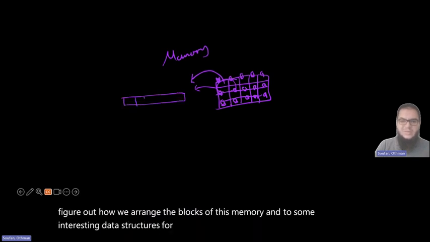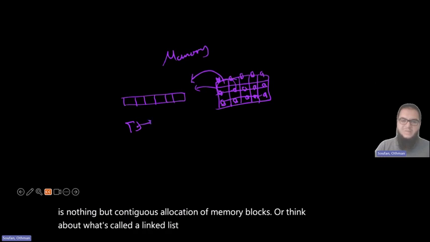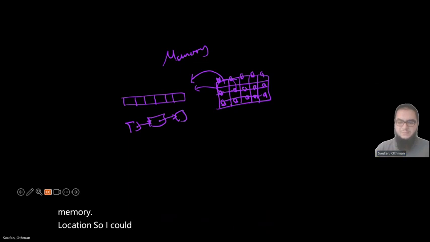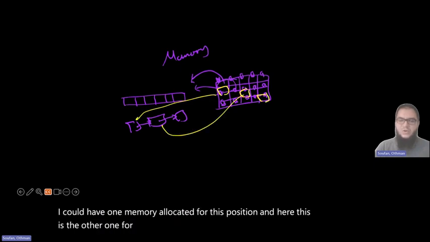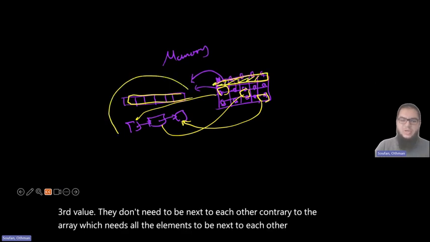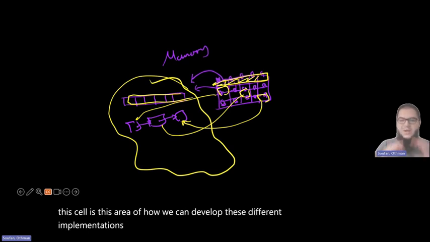For example, think about arrays, which are nothing but contiguous allocation of memory blocks. Or think about what's called a linked list, which is a list implementation that doesn't need a contiguous memory allocation. So I could have one memory allocated for this position, here the other one to store a second value, and this to store a third value. They don't need to be next to each other, contrary to the array, which needs all the elements to be next to each other.